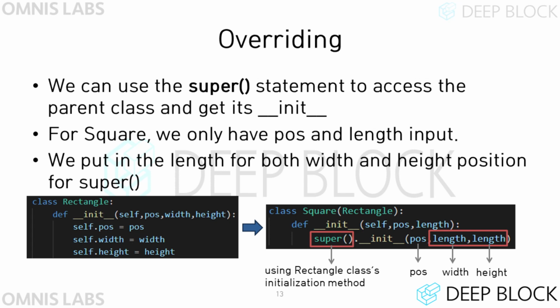At this point, width and height are both the same as the length value. So by passing length as an argument, we can override the initializer of the square class.